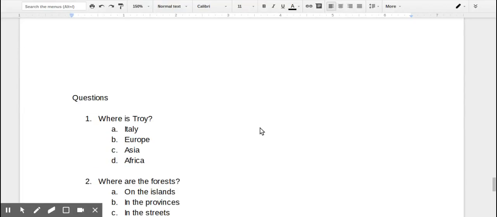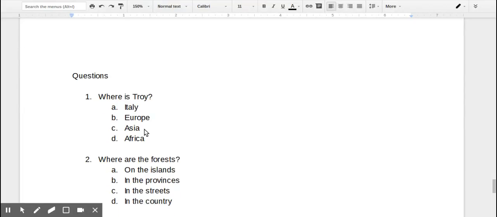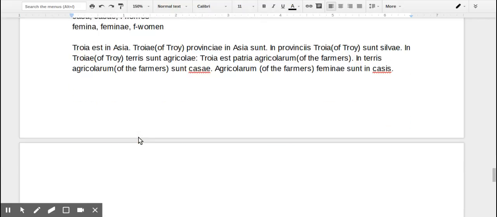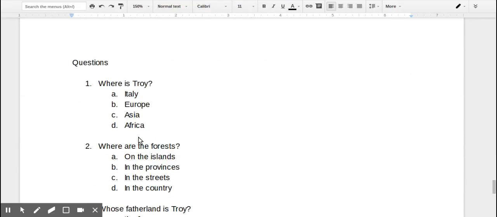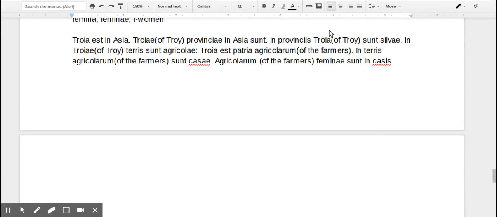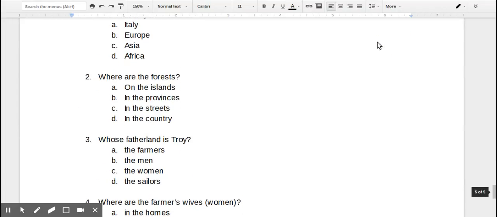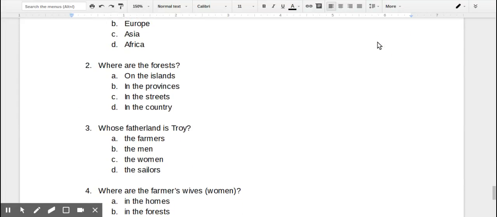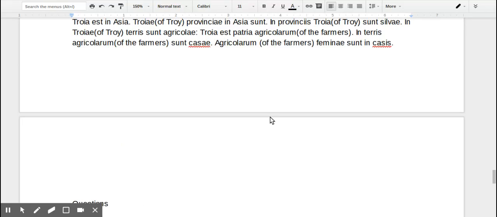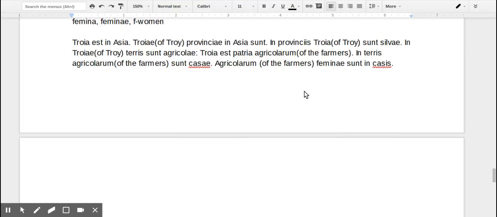So that's the sentence. So where is Troy? Troy is in Asia, if you see up here. So Troy is in Asia. So the answer would be C. Where are the forests? The forests are in the province, so silva. So the provinces of Troy, there are forests. Whose fatherland is Troy? It'd be of the farmers. So the fatherland of the farmers, again, up here.